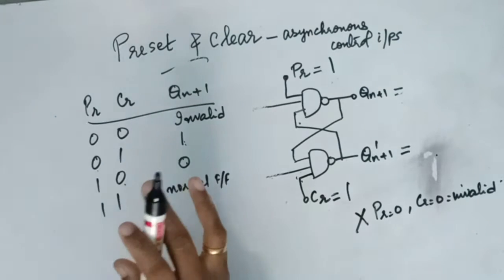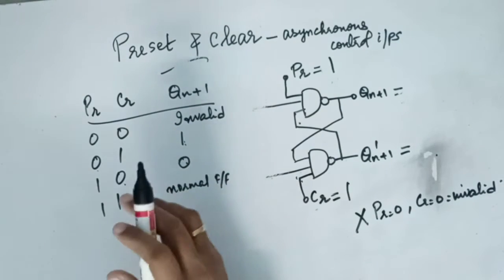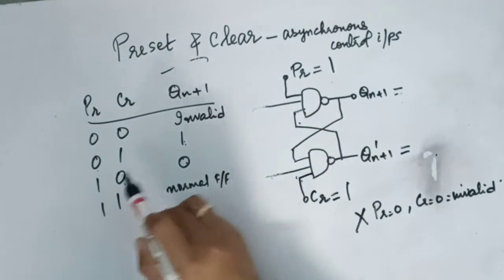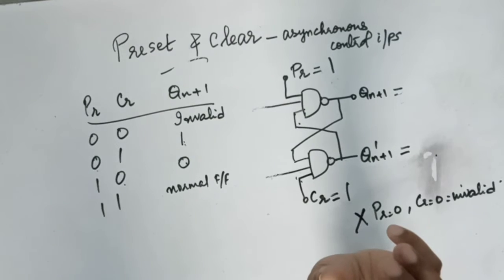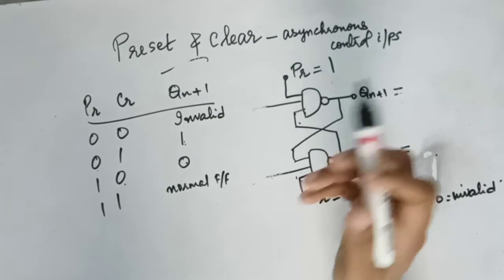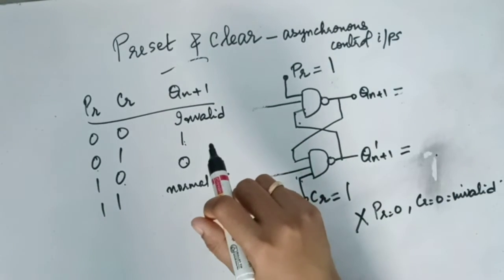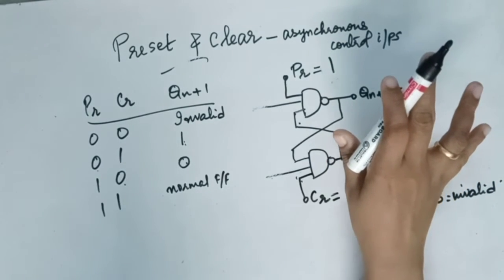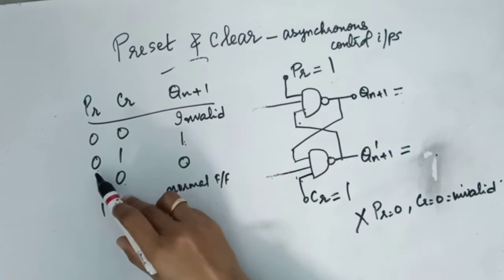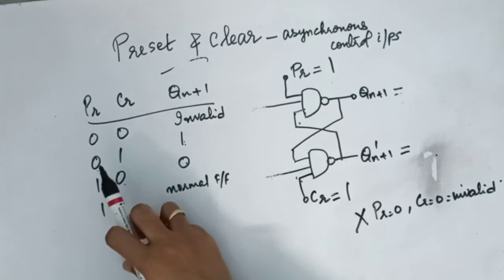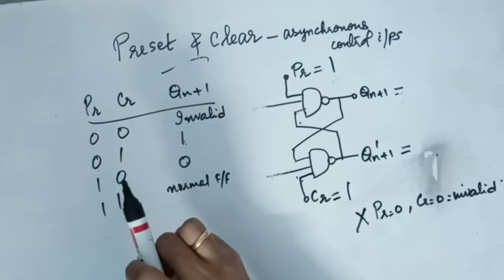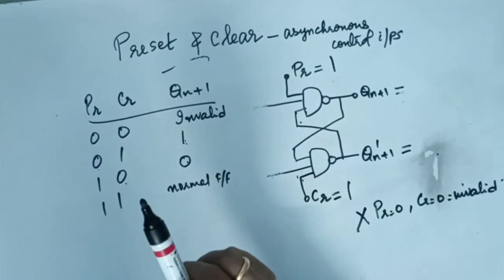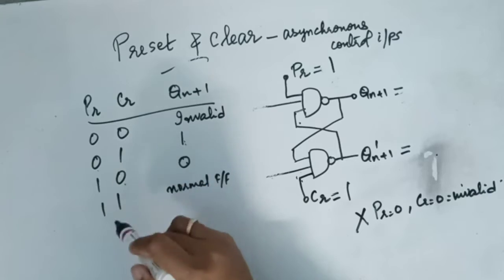At any point in time, irrespective of your clock, you can give this to change your output the way you desire. If you want my output to be 1 at a particular time, then you can just give preset 0 and clear 1. If you want the output to be 0 at a particular time, then give clear 0, preset 1. The other two cases, no need.